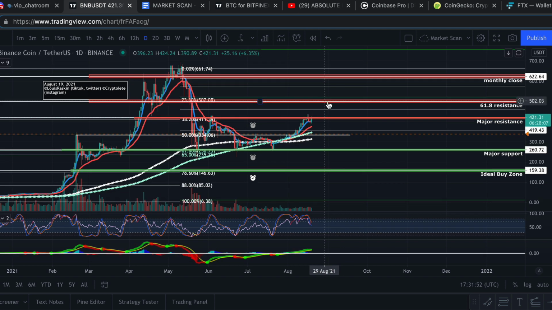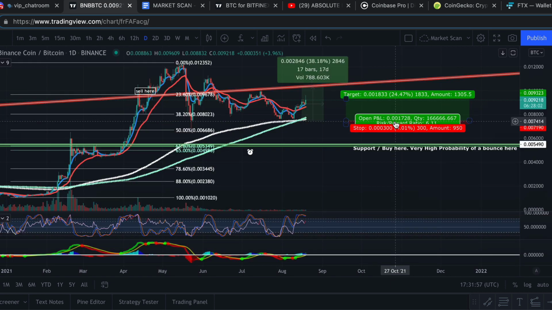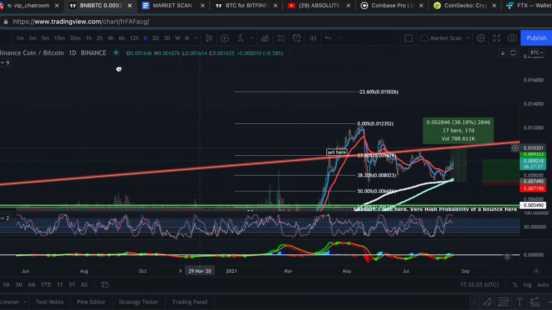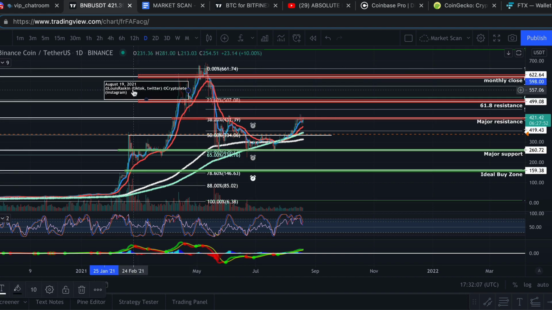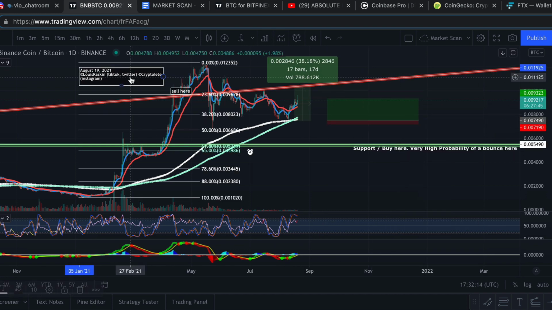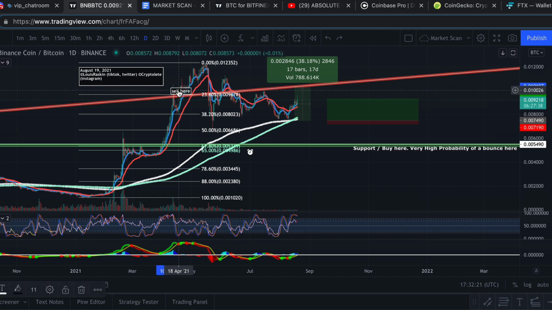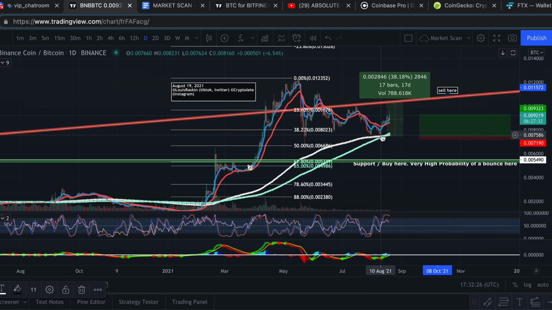Yeah, so that was BNB against USDT, BNB against Bitcoin. Last time we did it, I guess, why don't I have this thing on my BNB chart? I want it on all of my charts. Paste. So last time it was right around here, and I said it was a good buy. So we ended up buying it right there at the very bottom.